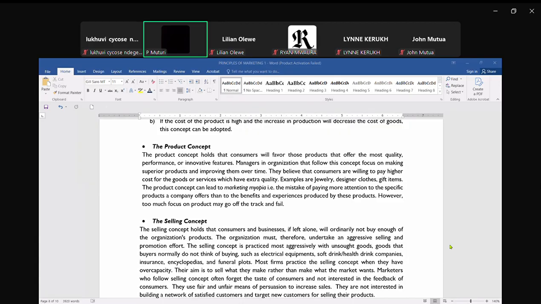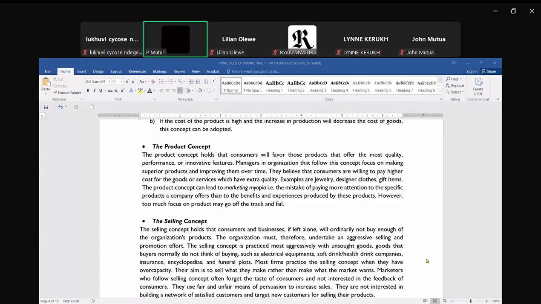Yeah, so designer products are still applicable, high-end products really targeted to very affluent, high-income groups of the market. But the downside is too much focus on the product, which can make the company lose out when it comes to customer needs. All right, but I think that's clear.